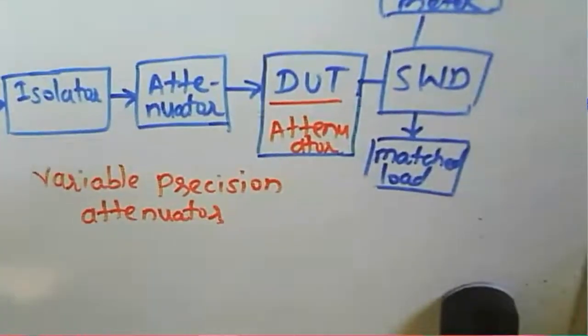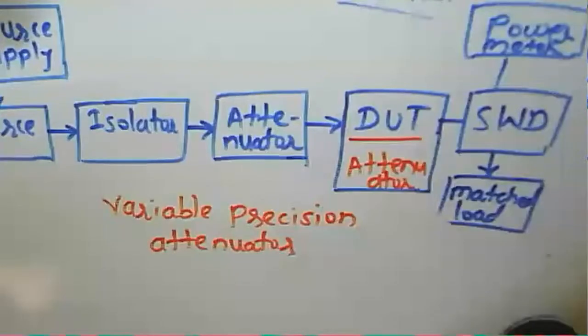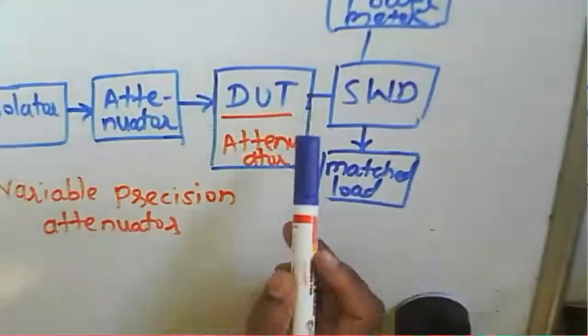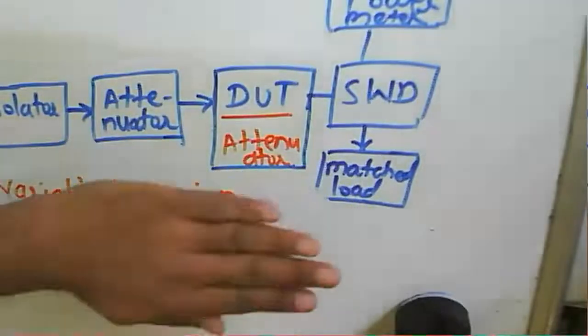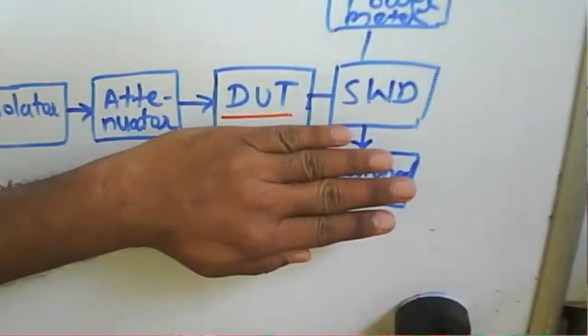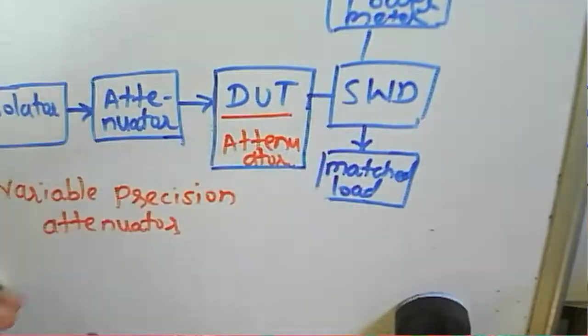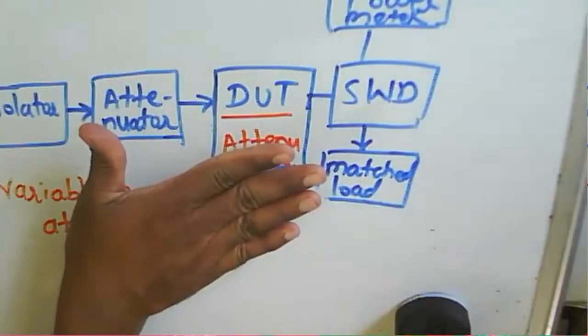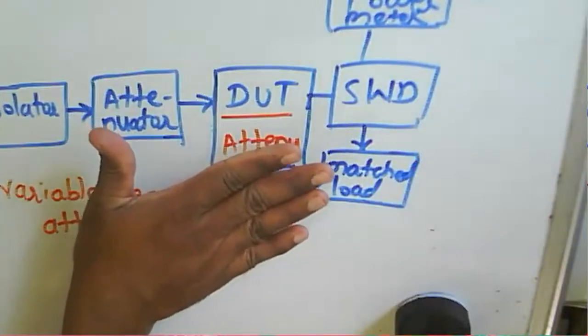Now in the case of a microwave measurement, that is an attenuation measurement here, we are supposed to consider a variable precision attenuator. What happens here? The setup is the same: source, reflex klystron, power supply, then isolator, then attenuator, all the components we have seen. Initially we are supposed to insert a device under test here and measure what the power will be there.